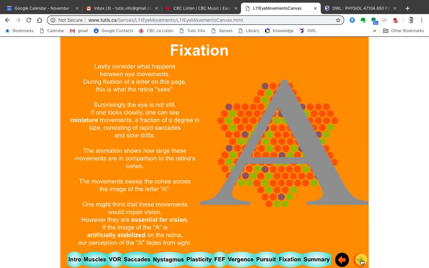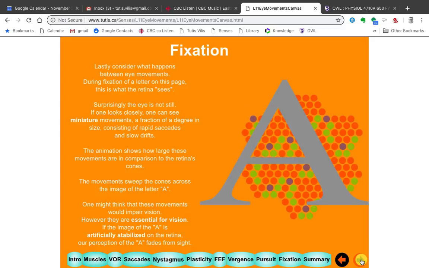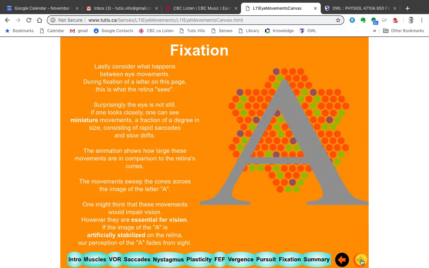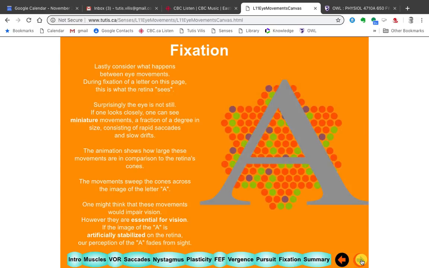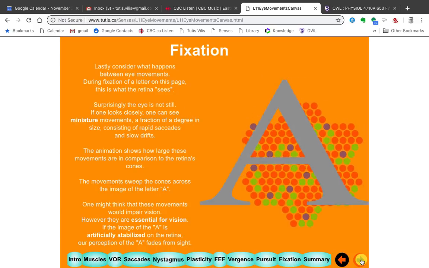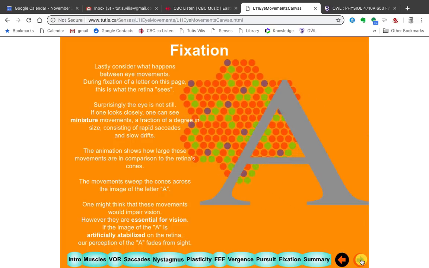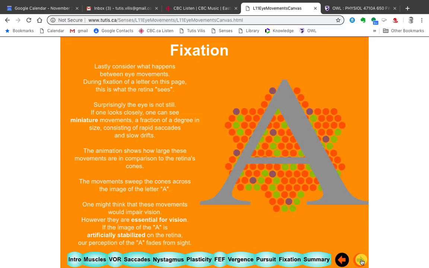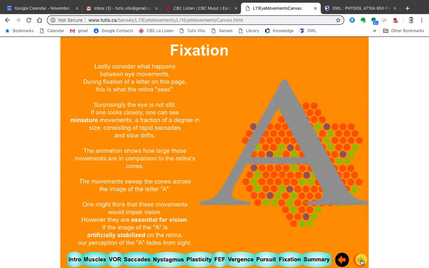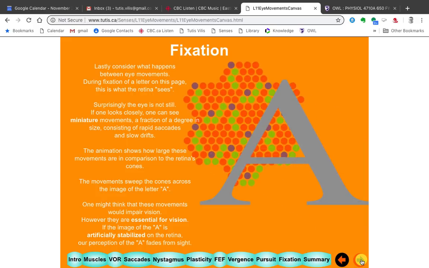So surprisingly, the eye is still moving. So the brain is unable to stop generating little side-to-side movements in all directions of the eye, little slips, and then little saccades, tiny little saccades that try to recenter the eye. And surprisingly, you need these tiny eye movements in order to see.